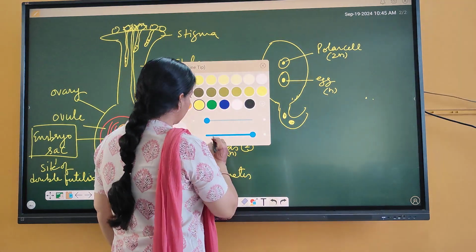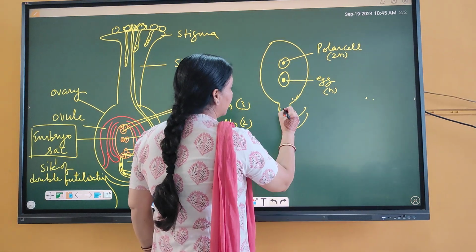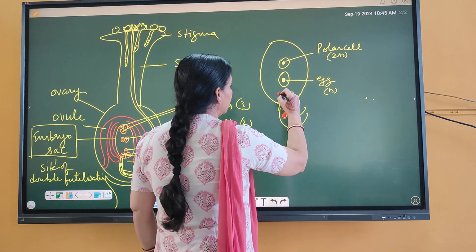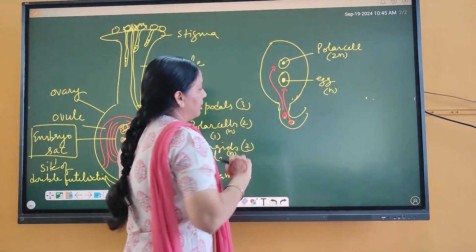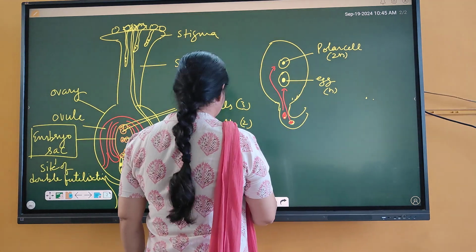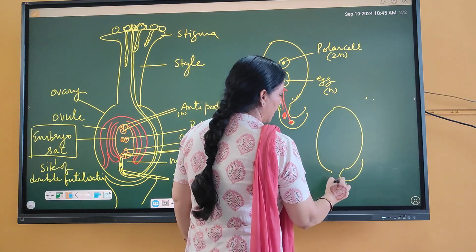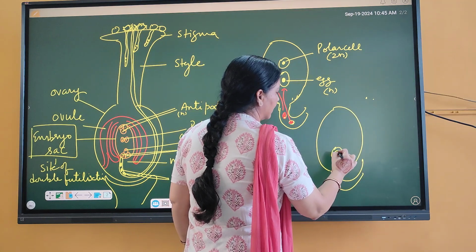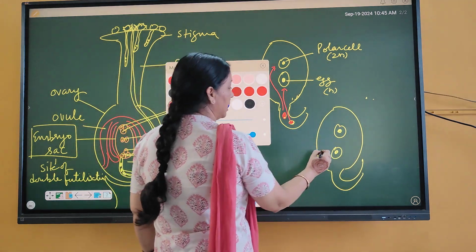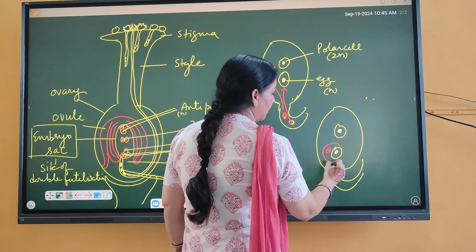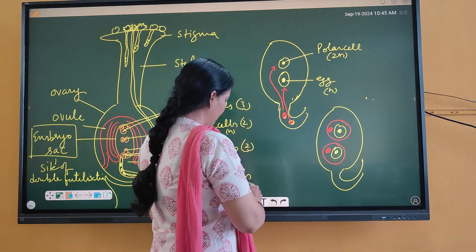Now we can see the movement of these 2 male gametes which are present here. These 2 male gametes will be transferred here in the embryo sac. Fine. So in next situation you will see that this embryo sac has 1 egg cell, 1 polar cell, and there are 2 male gametes. One comes and fuses with the egg cell, the other one, second male gamete, fuses with the polar cell.